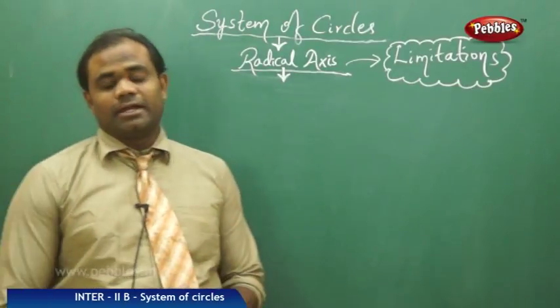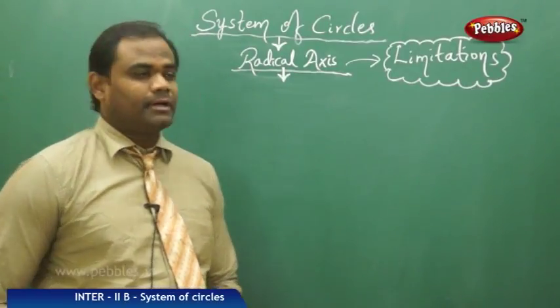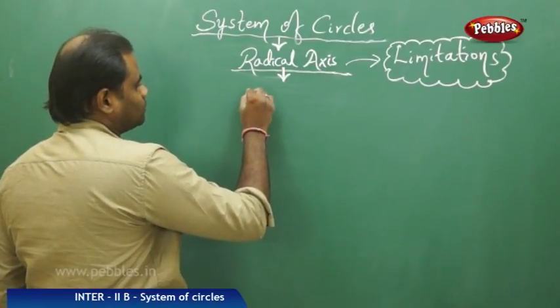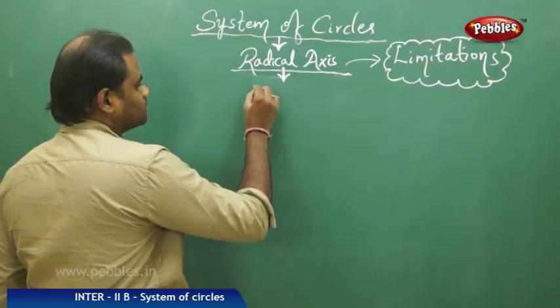Radical axis and its limitations. Radical axis does not exist for concentric circles.